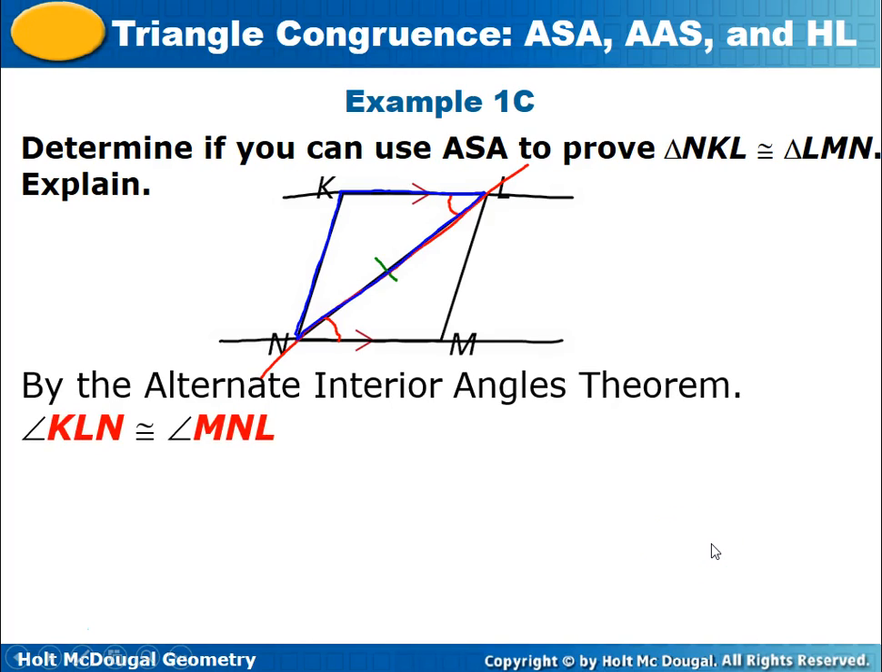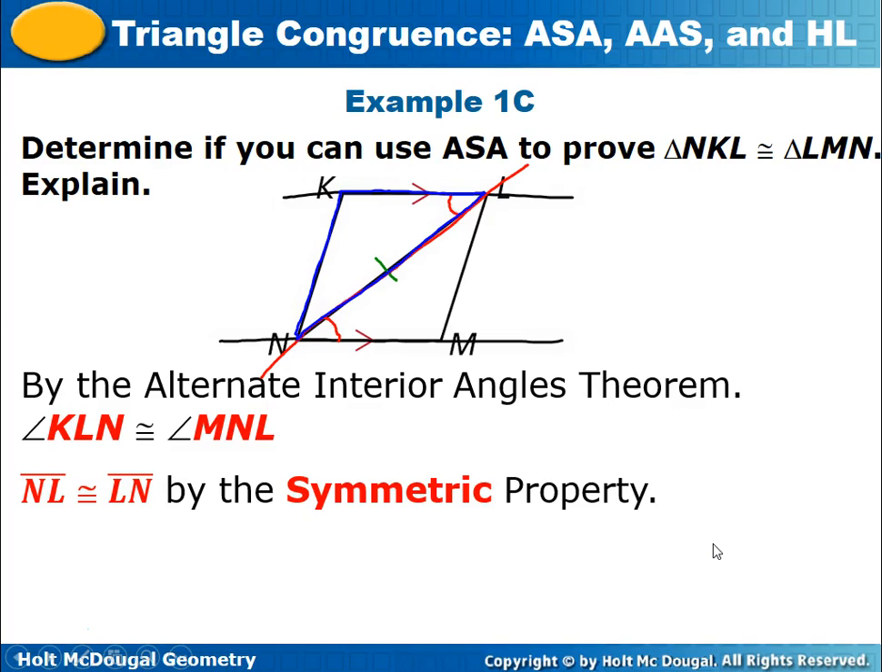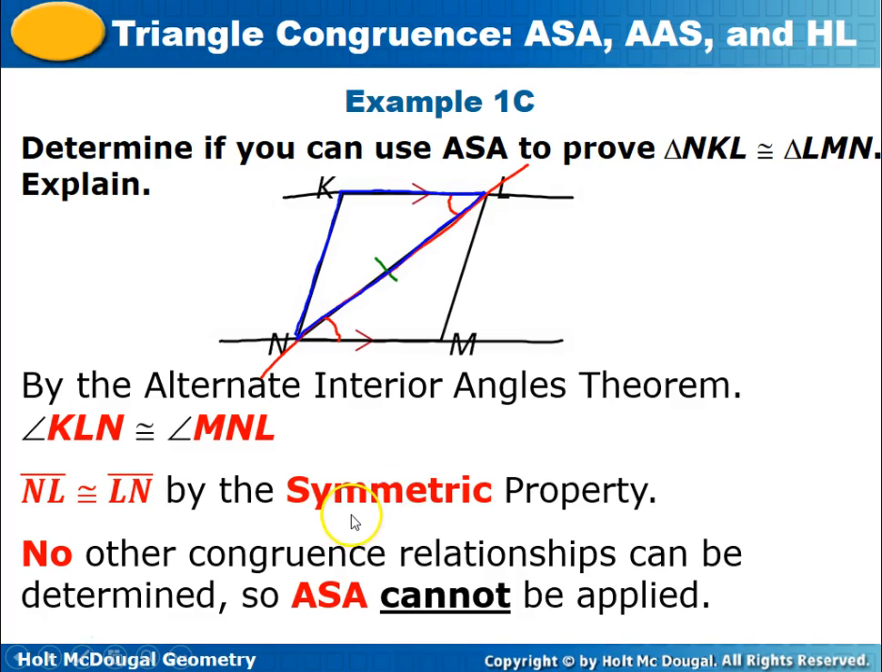pieces of information. So once again, we can say that the angles are congruent by alternate interior angles theorem. We can say that this transversal right here is congruent by the symmetric property, but we don't have any other congruence relationship, so we cannot use angle side angle.